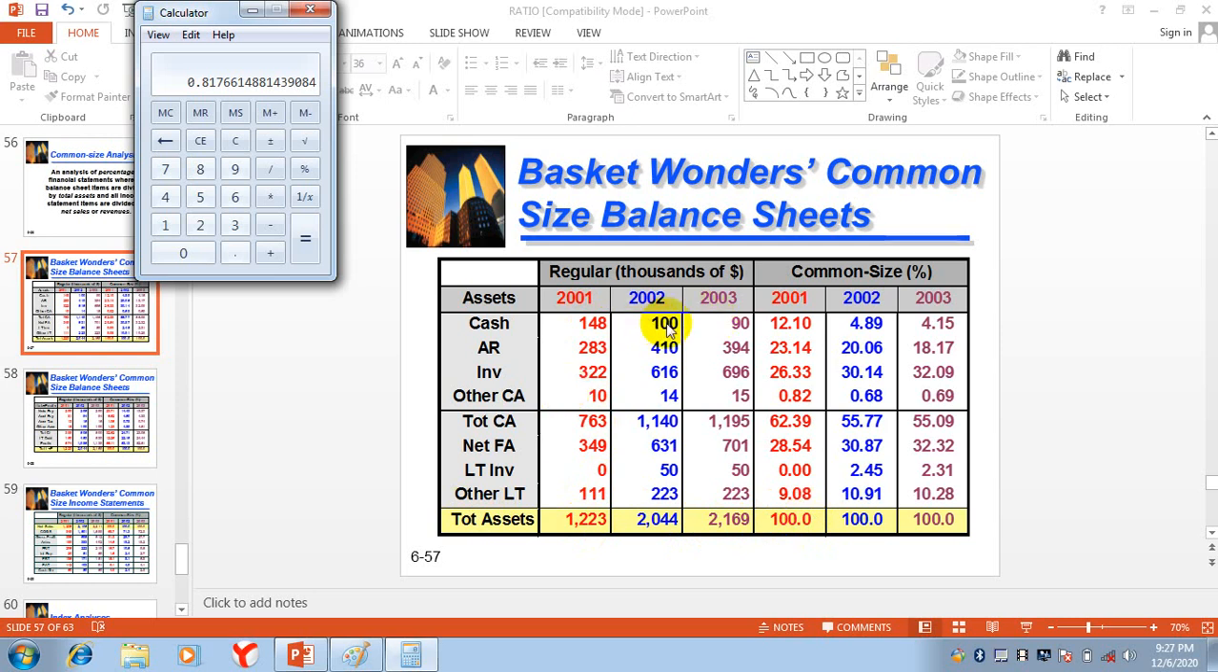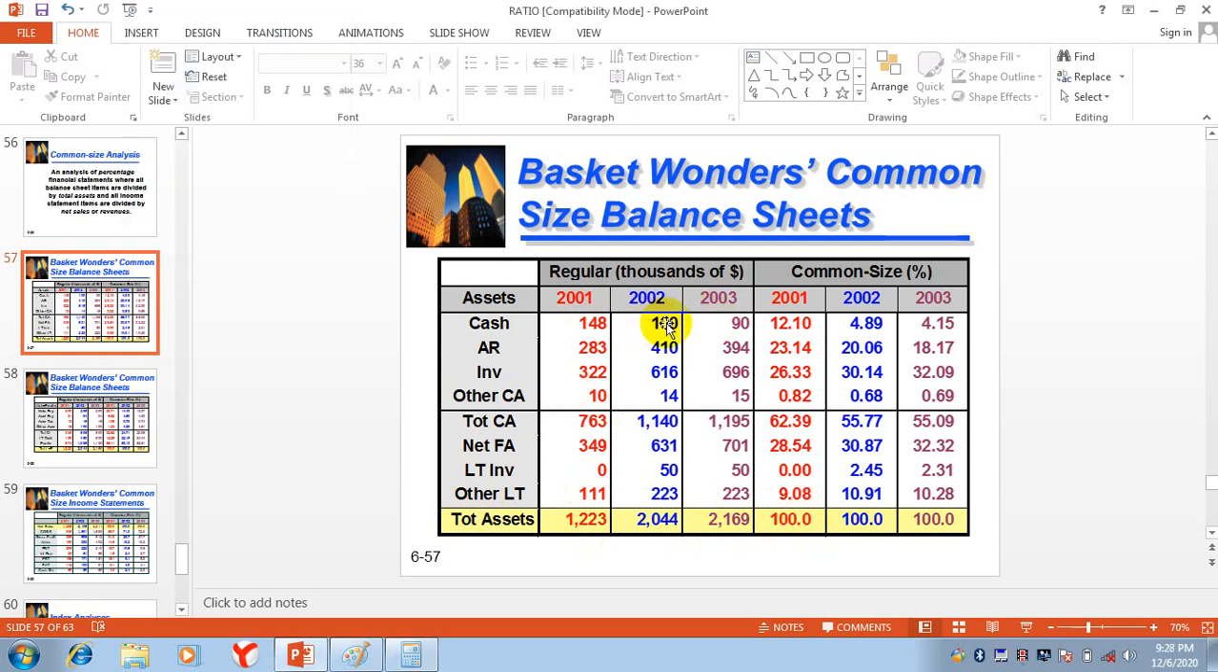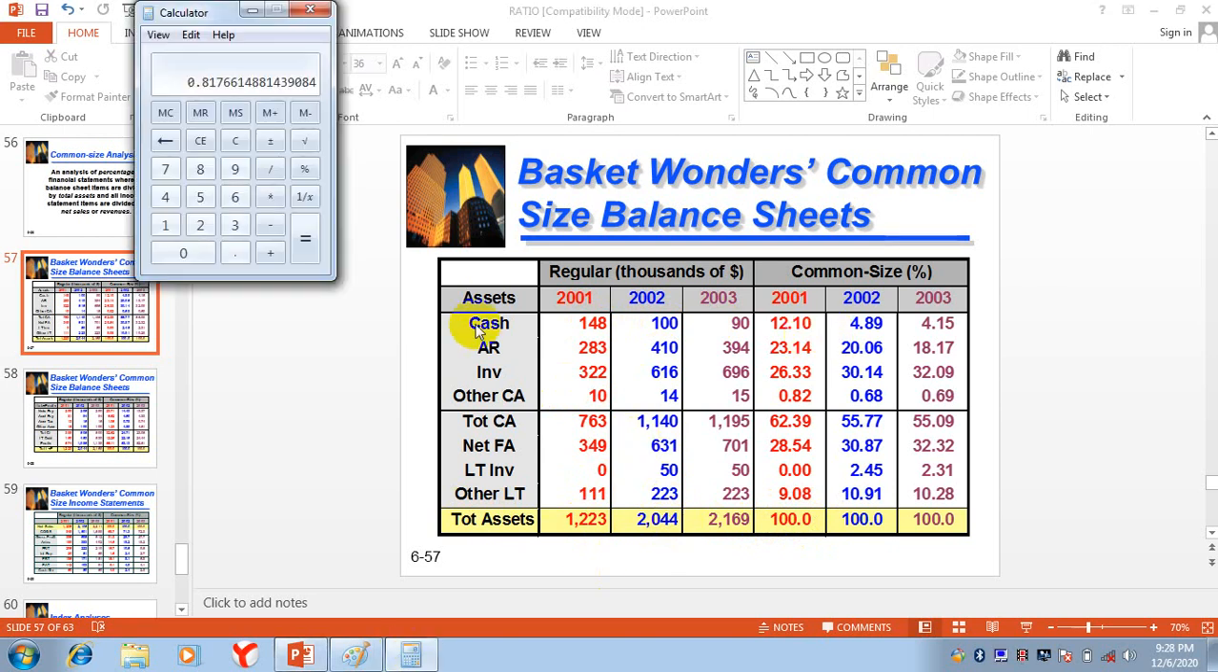Then in 2002, cash 100 divided by 2044, sorry, 2044 multiplied by 100. So see, we got 4.89.